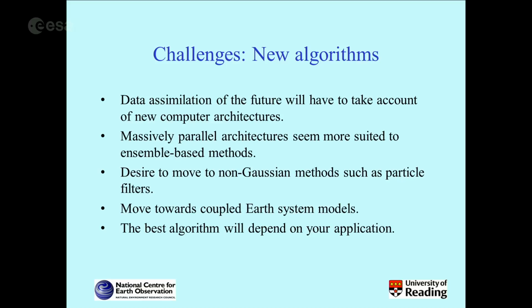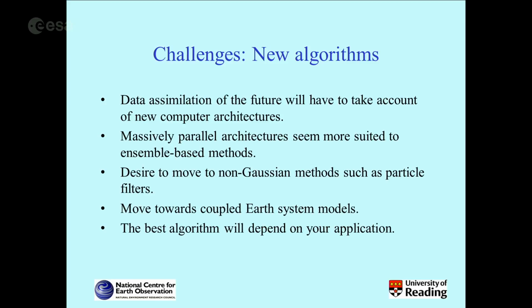because you're doing things globally, it requires lots of communication, and it's not obvious that it will be efficient for these new architectures. It may be that ensemble-based methods, such as the ensemble Kalman filter, may be more suited to those, because you can split up your ensemble members between different processes, but that introduces its own problems, such as localization and how you do the localization.